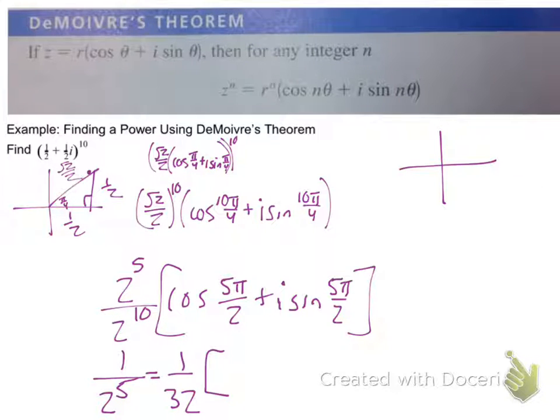Guys, count it out. 1, 2, 3, 4, 5. 90 degrees. 90. Pi over 2. Pi over 2. Oh, not sine, but cosine pi over 2 plus i sine pi over 2. We're done.